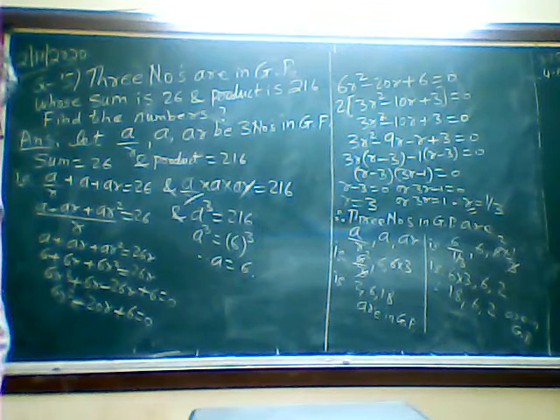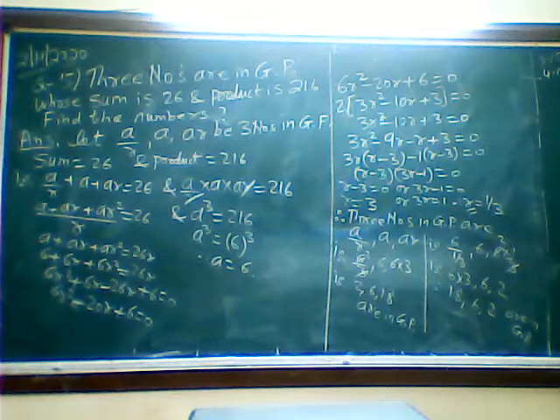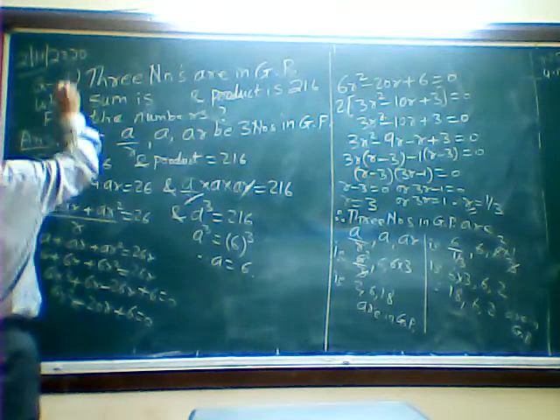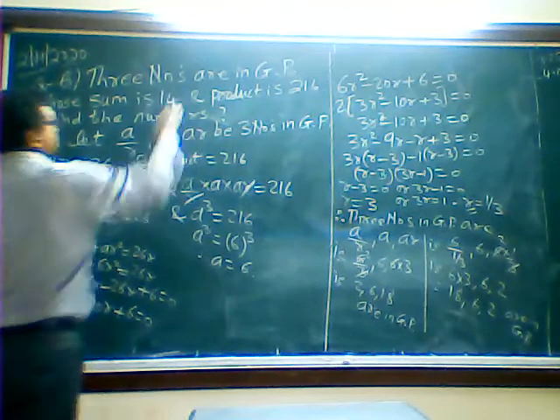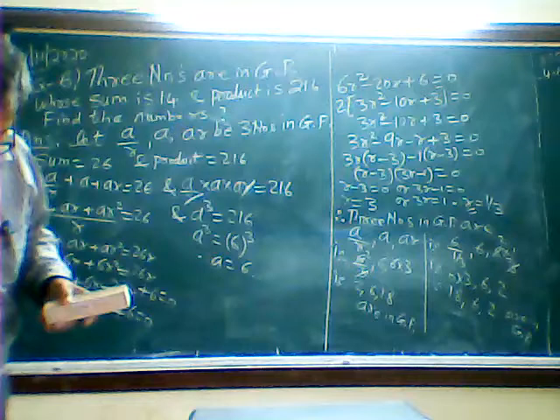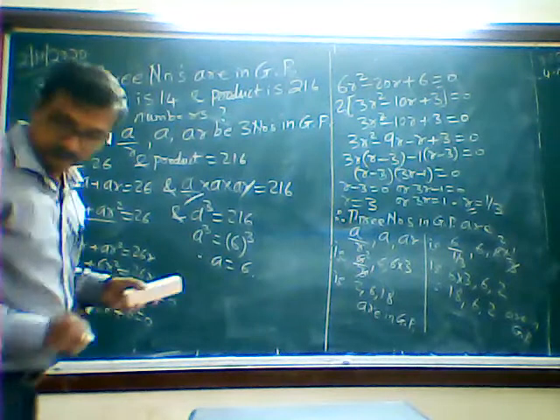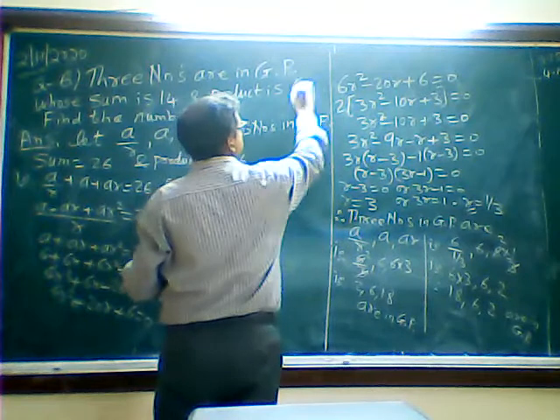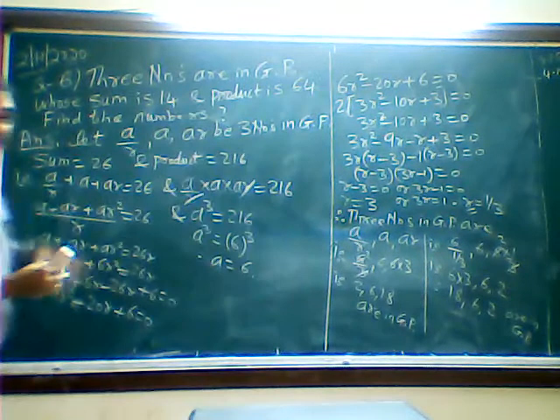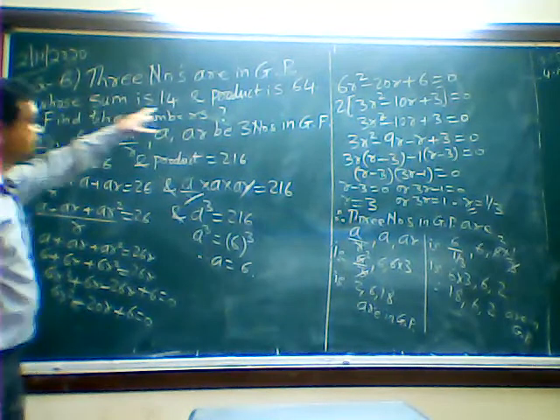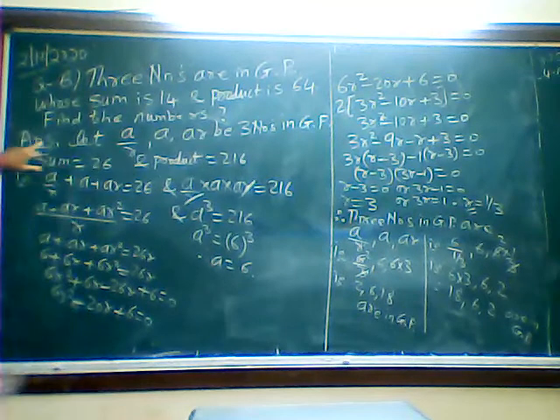Same way, one more problem is there. Question number 6. Three numbers are in GP whose sum is 14 and product is 64. I have changed the problem here. Three numbers are in GP whose sum is 14 and product is 64. Again, same way it is.